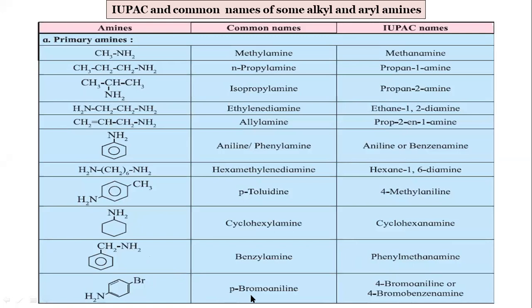Then the next one is para bromo aniline, because at the number 4 position bromine is there. This is number 1, this is number 2, number 3, 4. The 1, 4 position, you know the para position, para bromo aniline is there.